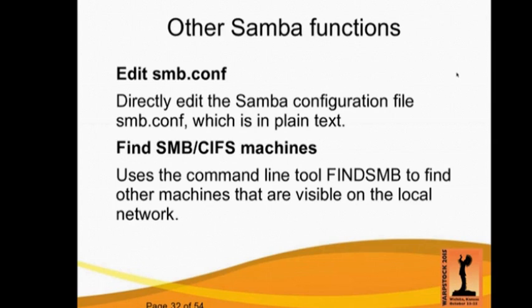Okay, directly edit smb.conf. That's handy if you can't remember where it was, to just have it in the folder there. It's probably easier to find things just editing it that way, and you can cut and paste. Find SMB CFS machines. Our client with network neighborhood and all those things works well enough that I've never used that. If I was going to try to run some automated thing to do something to every machine, I would, but I haven't so far. Next slide, please.